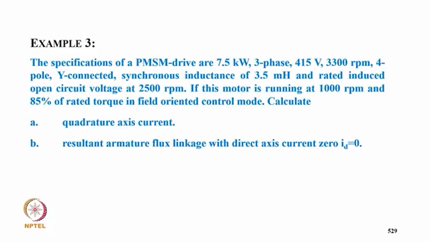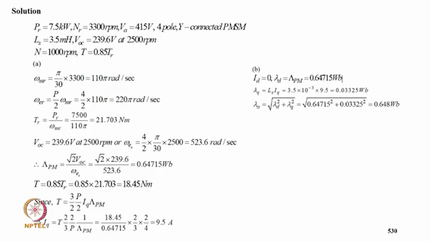So coming to example 3: the specifications of the PMSM drive are 7.5 kilowatt, 3-phase, 450 volt, 3300, 4-pole, star connected synchronous motor, inductance is 3.5 millihenry, and the rated induced open circuit voltage at 2500 rpm. If this motor is running at 1000 rpm and 85% of rated in the field oriented control mode, calculate the quadrature axis current and the resultant armature flux linkage with direct axis current equal to 0. So here all the data are given.